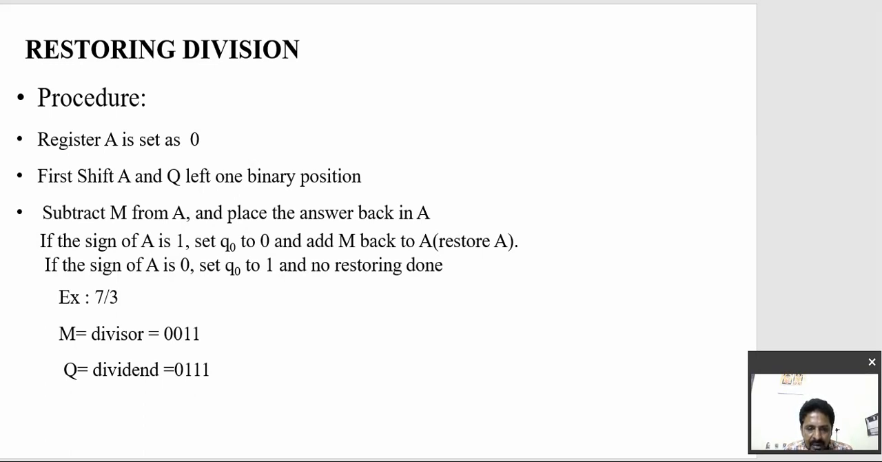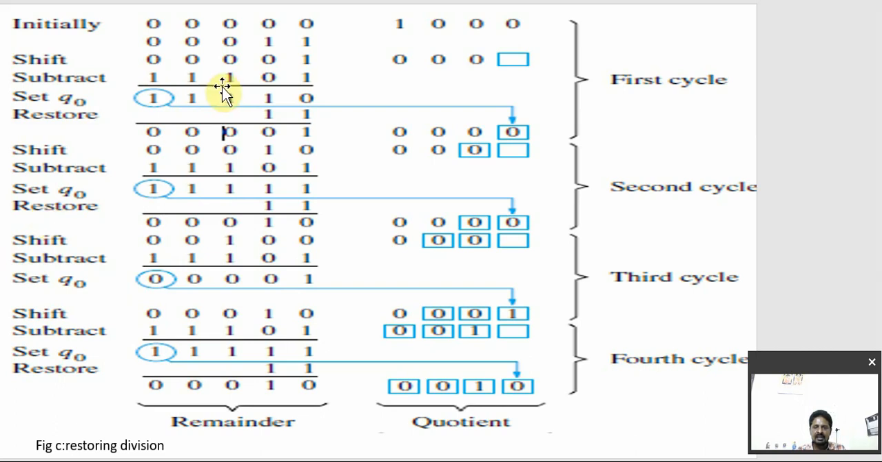If the sign of A is 0, set Q naught to 1, and no restoring will be done. In this fashion, these are the simple steps that we will perform whenever we are performing the restoring division. Whenever you go for an example, we will take initially the restoring division. Just we will take the initial values of A as zeros and the Q value will be taken.